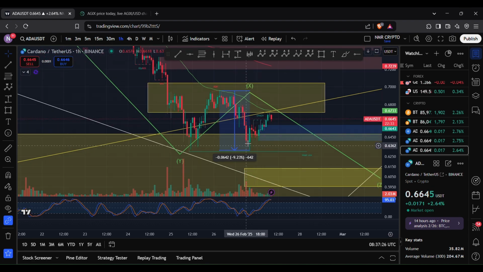Now, it looks like we are now in a corrective move to the upside where we are once again retesting the 50 EMA level, and this corrective move looks like a WXY setup. And so that looks something like this, where we have a WXY.